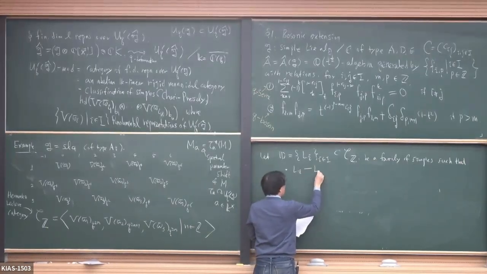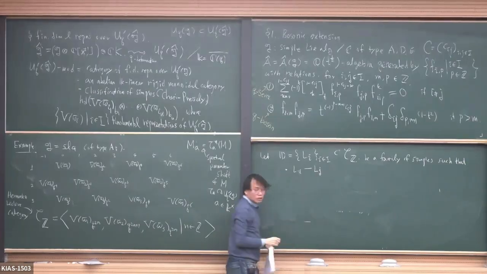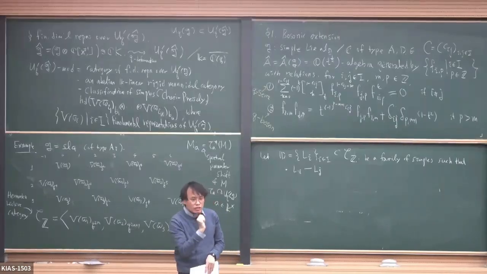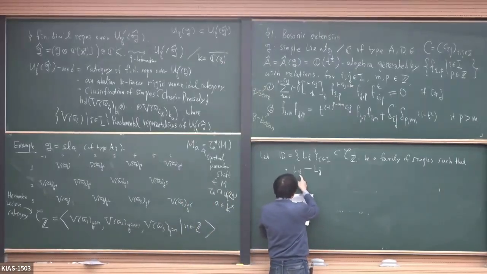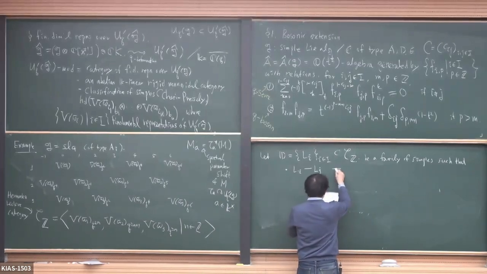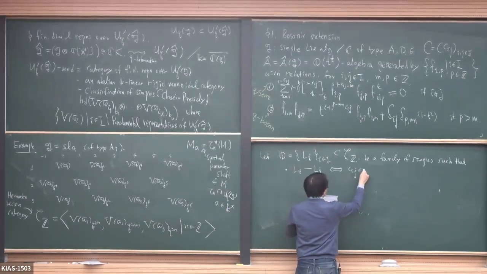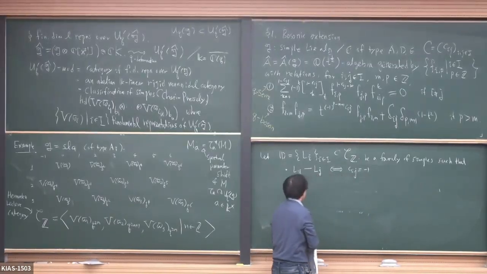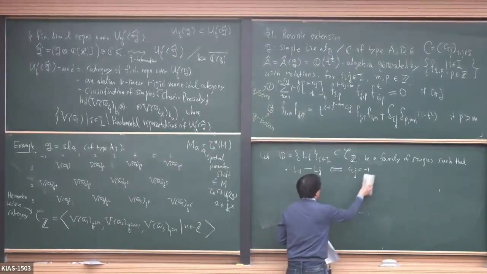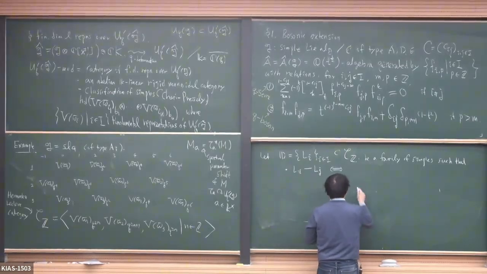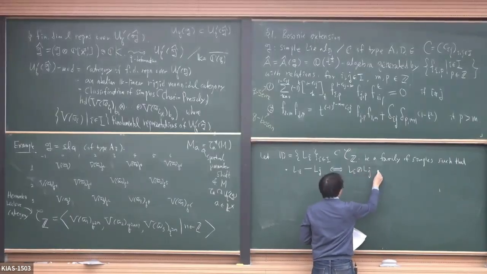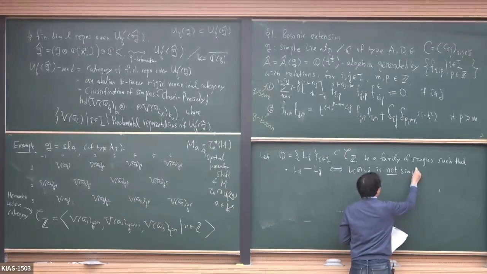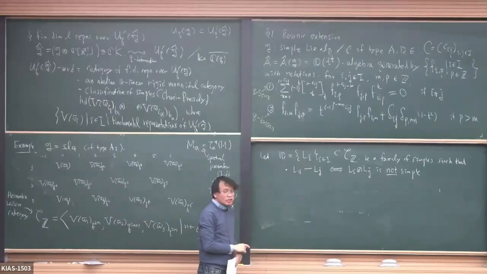So let's draw a graph. So for those simple objects are the vertices, and we add edges. So there is an edge between Li and Lj if Li tensor Lj is simple. So let's consider this graph.